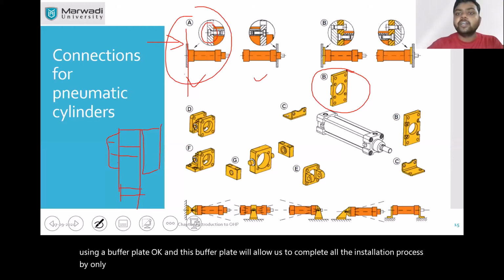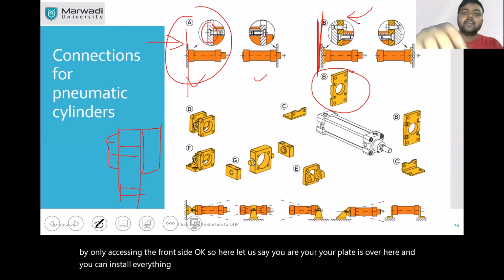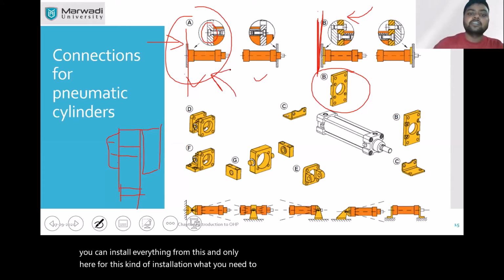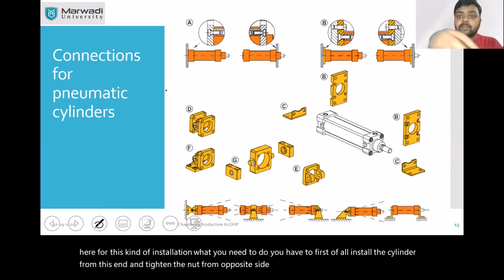Okay, so here let us say your plate is over here. Okay, and you can install everything from this end only. For this kind of installation, you have to first of all install the cylinder from this end and tighten the nut from the opposite side. All right, but it can altogether be avoided if you are using a buffer plate.